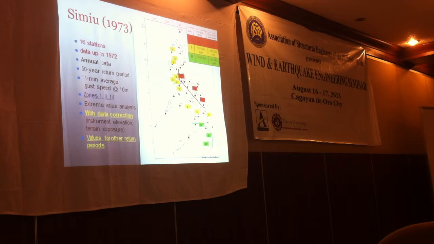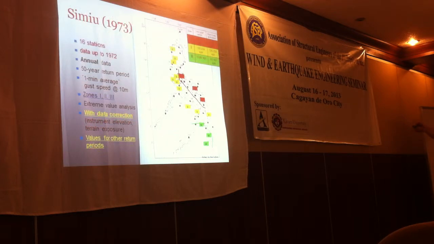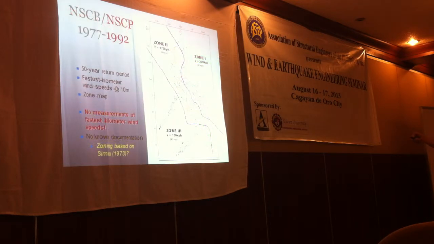Just quickly, to give you a background, our wind zoning started from a 1973 study by an American, Sinyu. That's where Zone 1, Zone 2, and Zone 3 started, although he only analyzed 16 stations. That's where it came from, which I superimposed. More or less, our zoning seen in the NSCP from 1977 to 1992 was based on that.